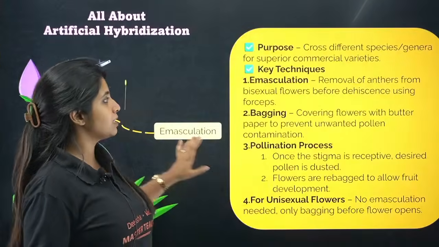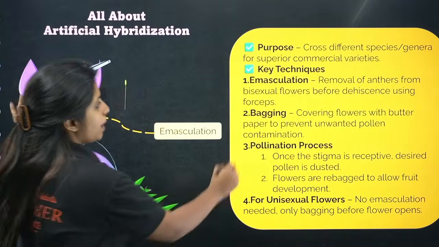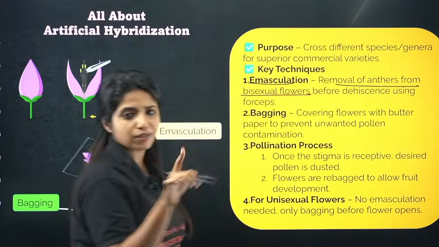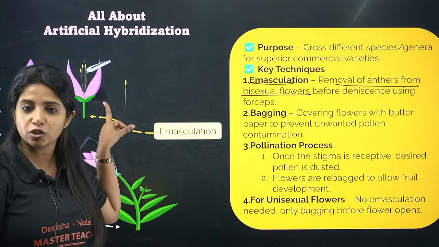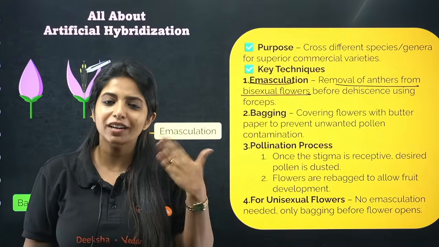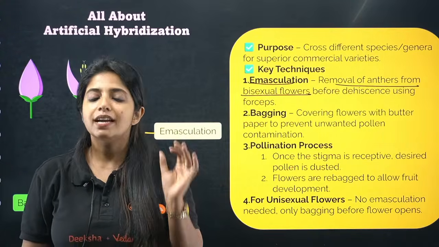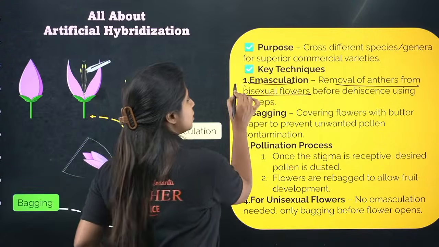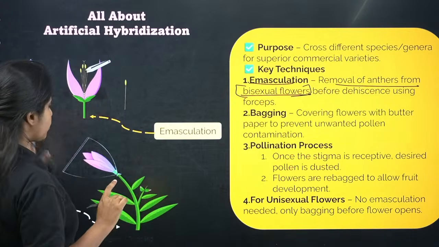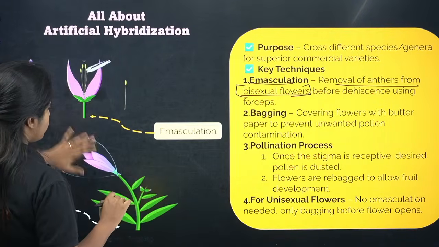So the first process that we have over here is what? Emasculation, where you do removal of anthers from bisexual flowers. Now on the other hand, suppose it was a unisexual flower, only one sex was there, that is only female. Do you think you need emasculation to be done? It's only required if at all the plant is bisexual. Always remember.